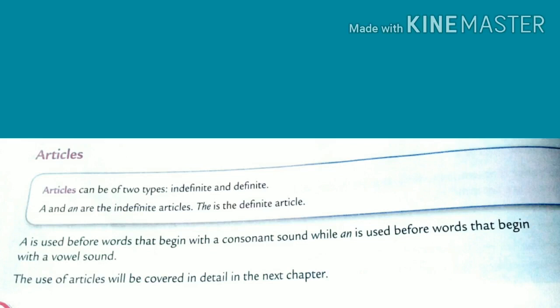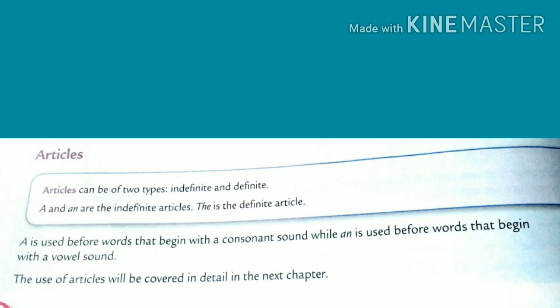If the specific identity is known, it is definite article. If the specific identity is not known, that is indefinite article. What is its specific identity? See the example. The theory of relativity is difficult. Which theory is difficult? Theory of relativity. They specified particularly the relativity theory is difficult. We identified the noun, so we have used the article the before the noun.